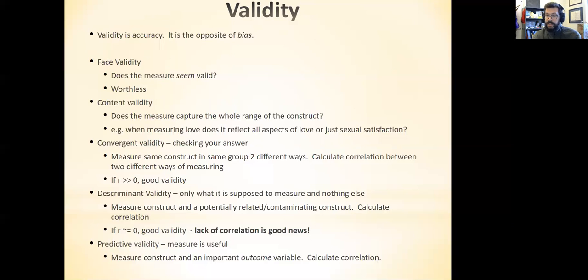And the caveat to this is that discriminant validity, when we're trying to show that two things aren't related, right? That's when we're looking for a correlation close to zero, so that we're saying that they're not related together in either direction.